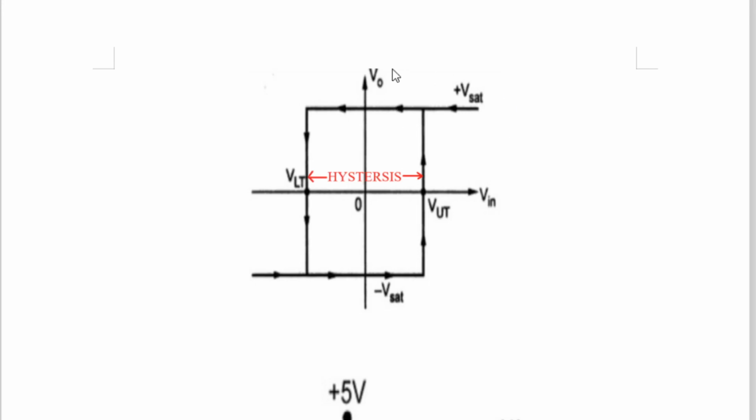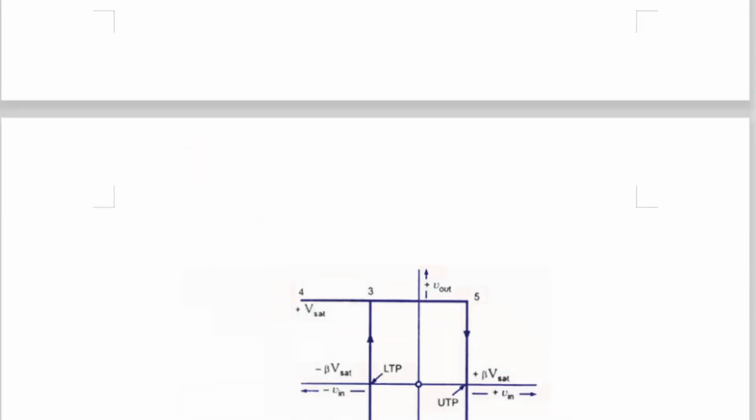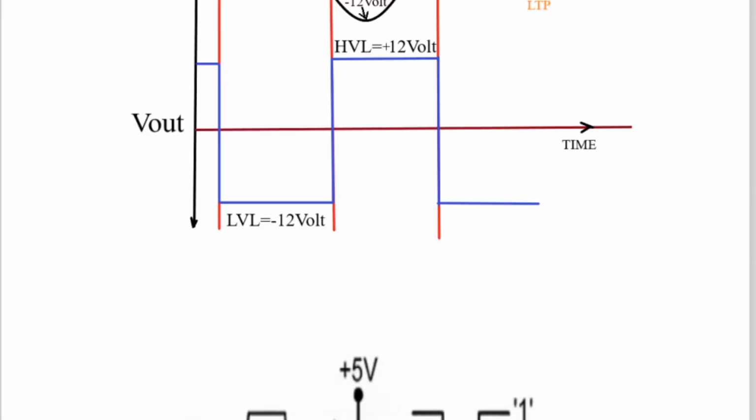So this thing is not under your control. But what is under your control? This width. And in hysteresis, this width is there. This is the upper trigger point, and here it is 0. If you say it is at plus 6 volt, then the lower trigger point will be at minus 6 volt. If this is plus 1 volt, the lower trigger point will be at minus 1 volt. This width can be changed. And who decides this width? The components R1 and R2 decide this width. So that is a very important factor in the case of the Schmitt trigger.